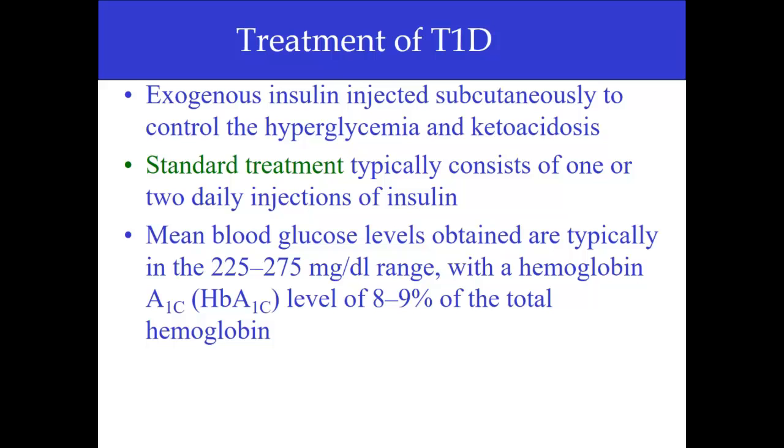How do we treat type 1 diabetes? They need to have insulin injection subcutaneously, and this is the standard treatment where they can have 1 or 2 injections of insulin. There is also another type of treatment, but this is given for intensive treatment, which is given for inpatient, hospitalized patients. After this treatment, they will have a blood sugar of 225 to 275 milligrams per deciliter, and the HbA1c will be 8 to 9%. So even with insulin, you cannot normalize the blood glucose level of a type 1 diabetes patient.